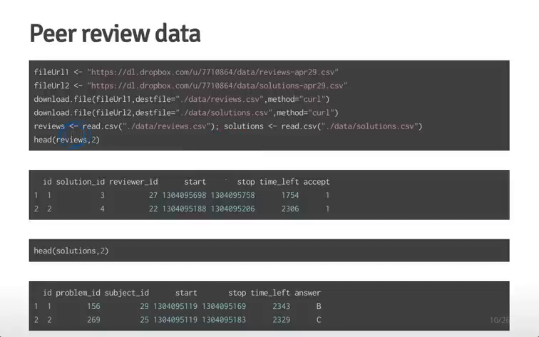So the first thing we do is we look at the top part of the reviews data set. We can use the head command and look at only the first two rows. And so we see that there are elements for ID, solution ID, reviewer ID, and so forth, and they all appear to be quantitative. Similarly, if we look at the top part of the solutions data set, we see similar sorts of variables, but now we see a problem ID and an ID and a subject ID and so forth. And here we think that maybe the answer variable is qualitative because it's reported here as a character.